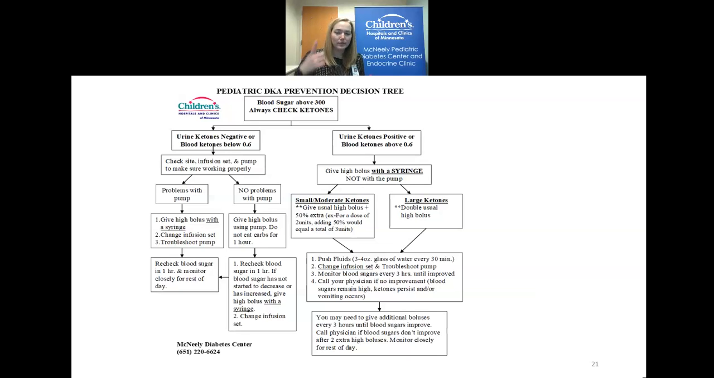Sometimes, after you cycle through this a couple of times, I always love to say rinse and repeat. If you have cycled through this a couple of times and you still have large ketones, you're feeling concerned, please call us. We will help you. We will gladly help you over the phone as we can. So feel free to call us if you need to.